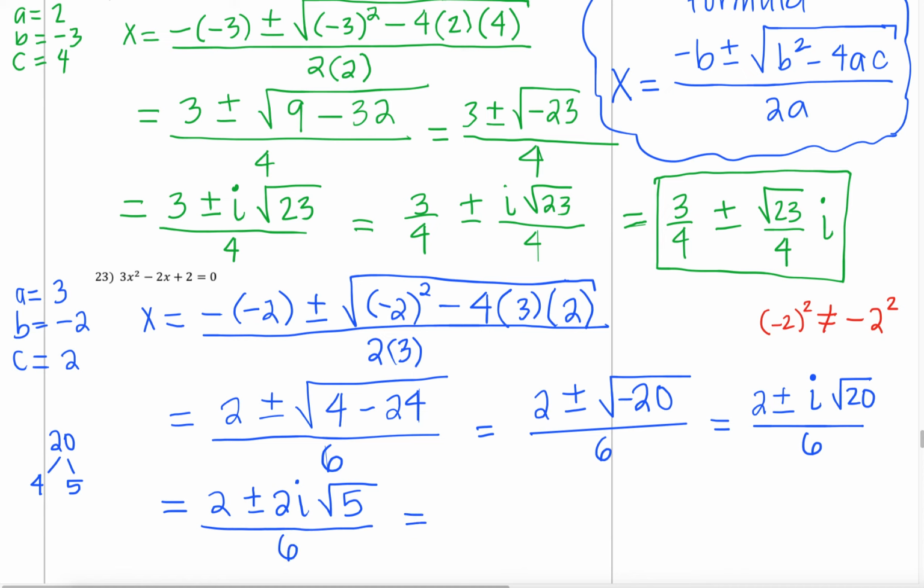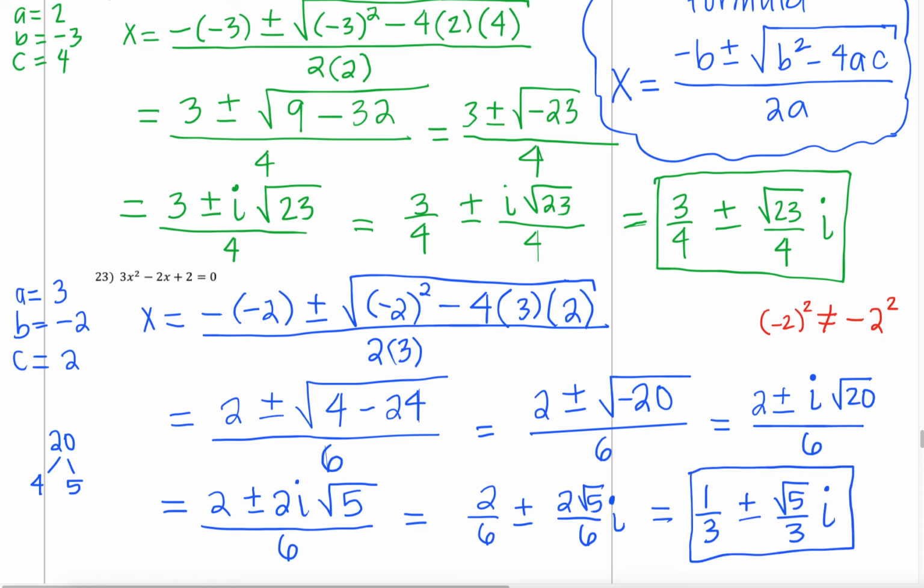From here, I'm done simplifying the square root, but I can continue to break this apart, and we get 2 over 6 plus or minus 2 root 5 over 6 times i. So I'm just rewriting it so that whole b term comes before the i. And I'm almost done. My last thing is to reduce my fractions all the way. 2 over 6 is equal to 1 third. So I get 1 third plus or minus the square root of 5 over 3 by reducing the 2 over 6 again, and then times that i. And that will be our final answer.